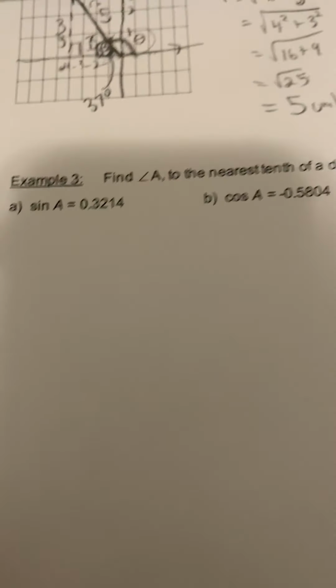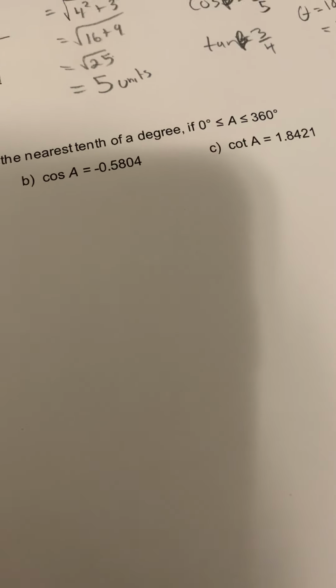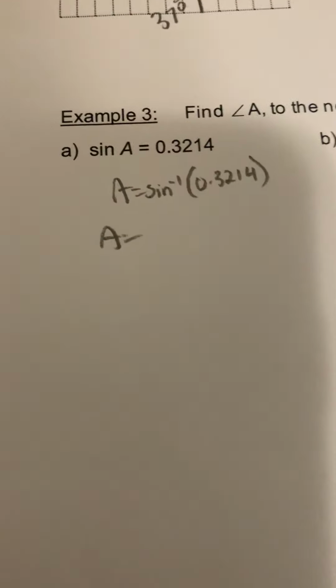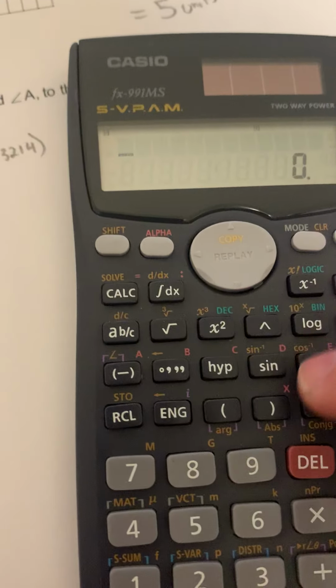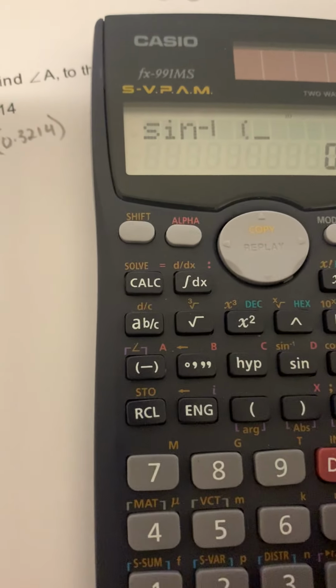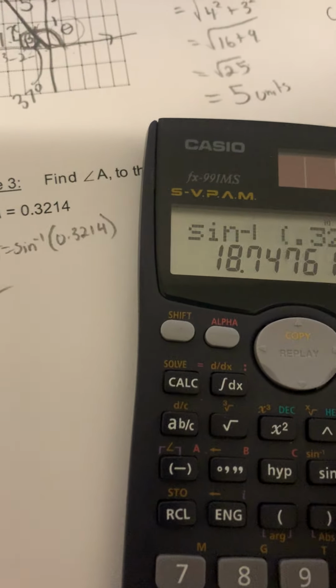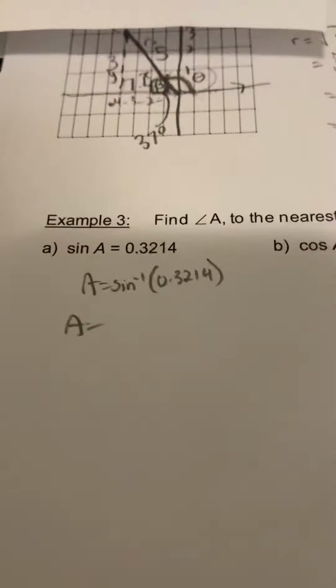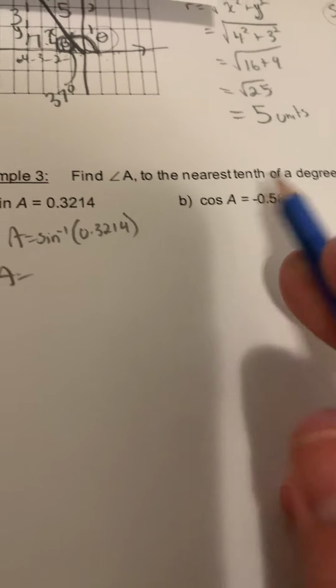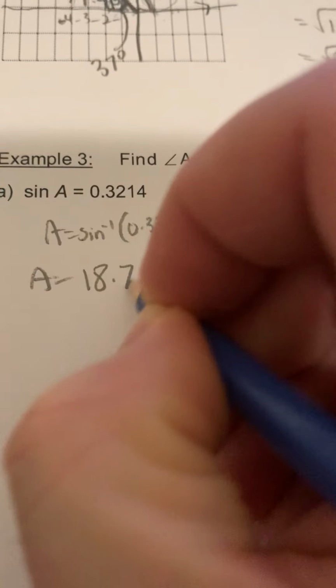Okay, now example 3. Find angle A to the nearest tenth of a degree if A is between 0 and 360. So this is going to relate to what I did in 5.3. Let's find A by doing inverse first. Sine inverse 0.3214. So let's do it. Shift sine of 0.3214, close bracket. I get 18.7 degrees. Does it say nearest tenth of a degree? So I'm going to round to 18.7 degrees.